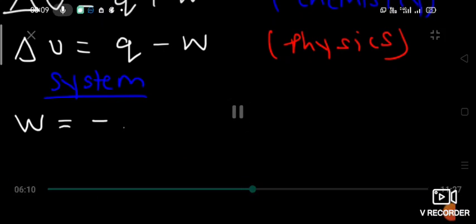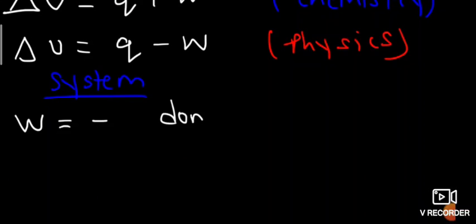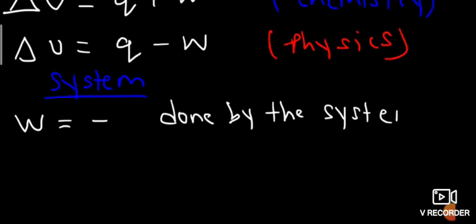So delta U is equal to Q plus W, and thermodynamics is dealt with in physics also. In chemistry delta U is equal to Q plus W. In physics delta U is equal to Q minus W. Actually W is the work done by the system.